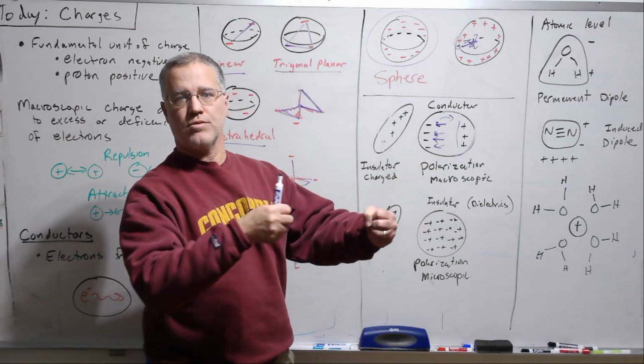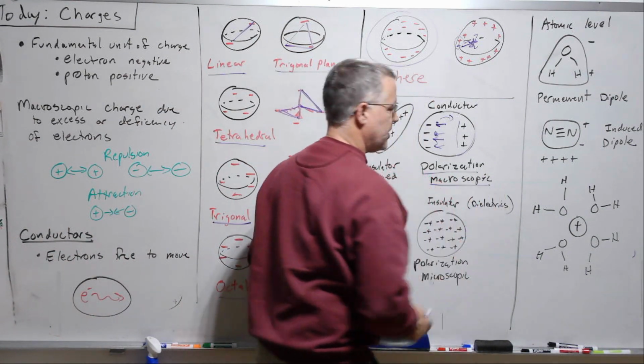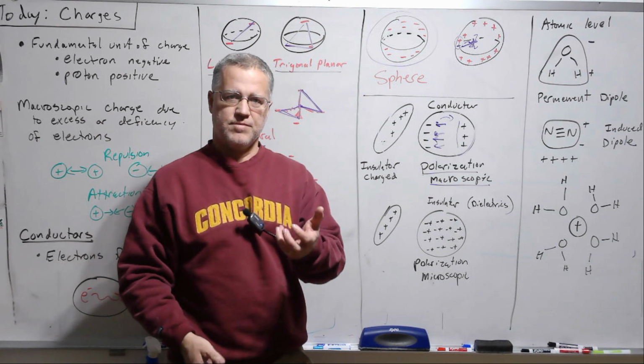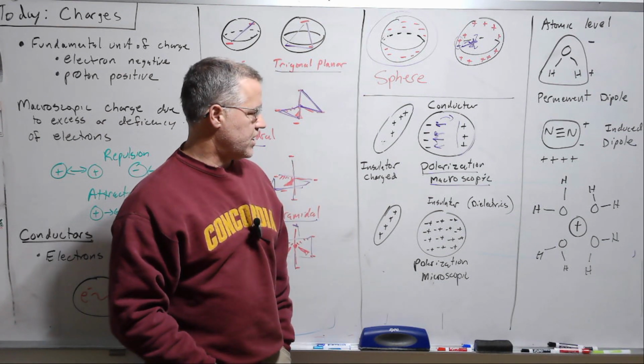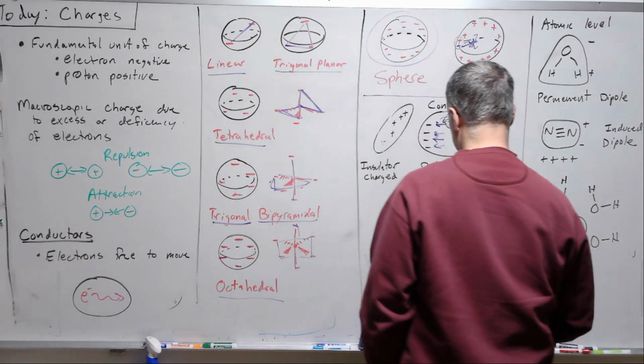Well, that's called a polarization. And this polarization then is macroscopic in that it's across this whole big conductor, something big enough that we could hold in our hands. And that's called electric polarization.